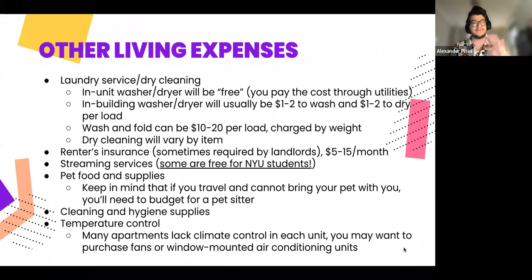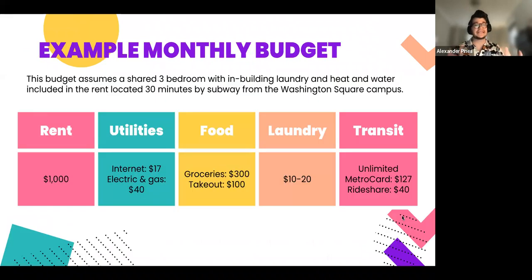So now that I've gone over the basics of everything that could go into your budget, here's an example of what that budget could look like. So for this person, I've assumed that they're living in a 3-bedroom apartment. They have laundry in their building. Their heat and their water is included in their rent, and they're spending about a half hour on the train to get to campus. And so for this person, they'd maybe be spending $1,000 on rent.